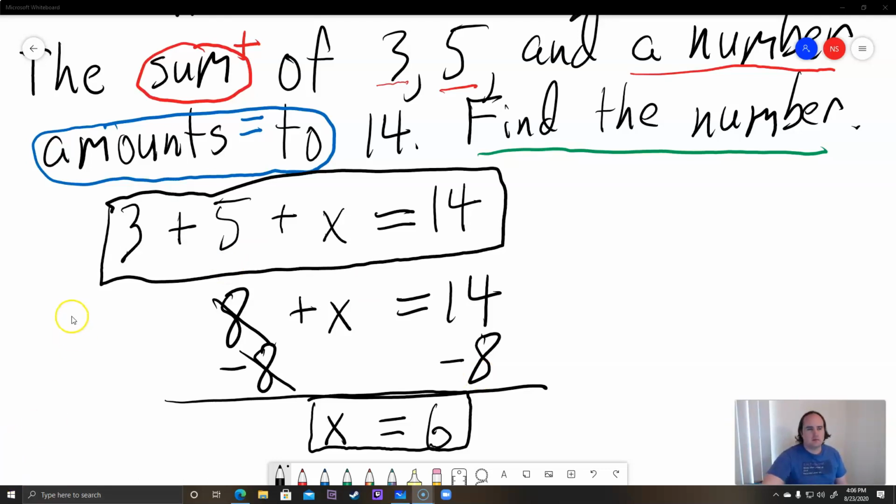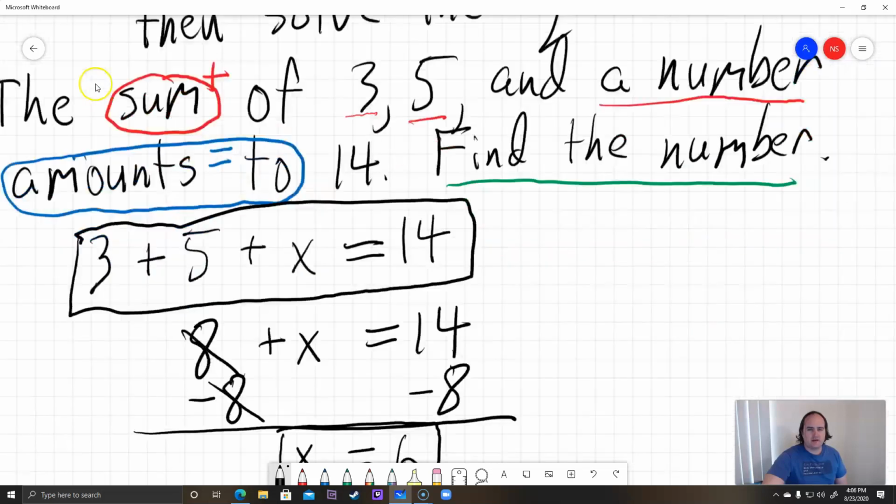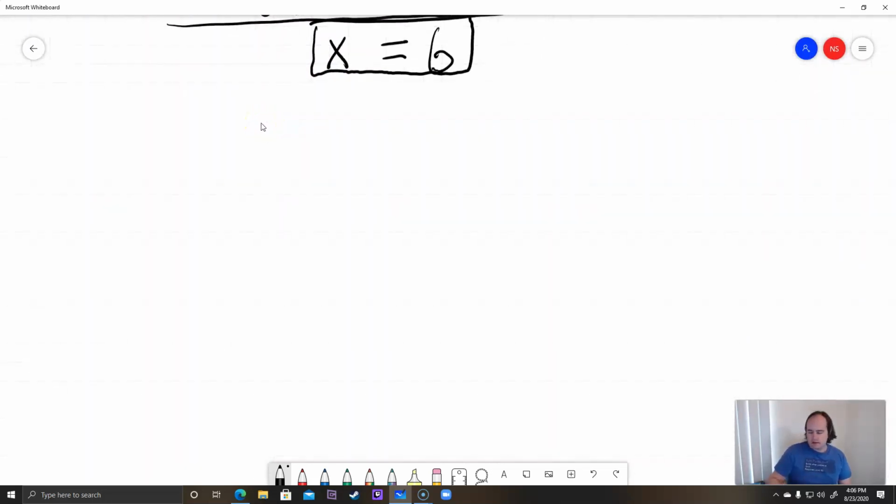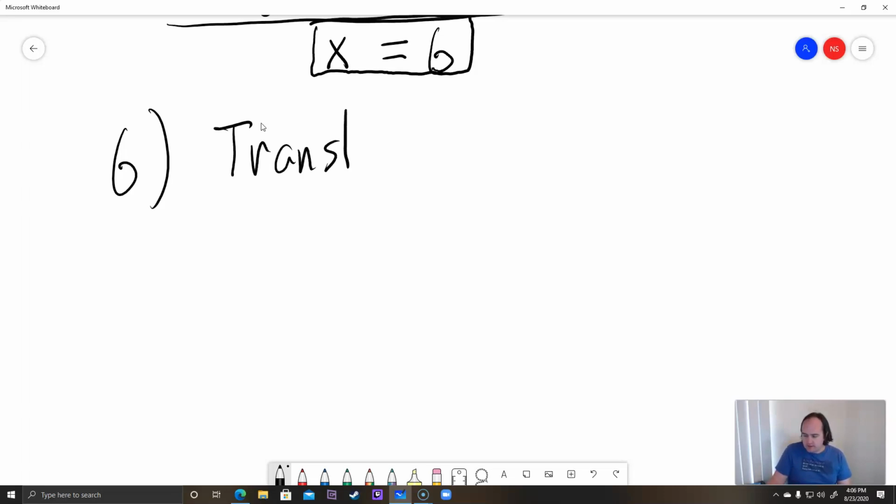Okay, so that was example number 5. And now we're going to go ahead and go on to example number 6. Example number 6 has the same instructions as number 5. So they want you to first translate, and then they want you to solve.